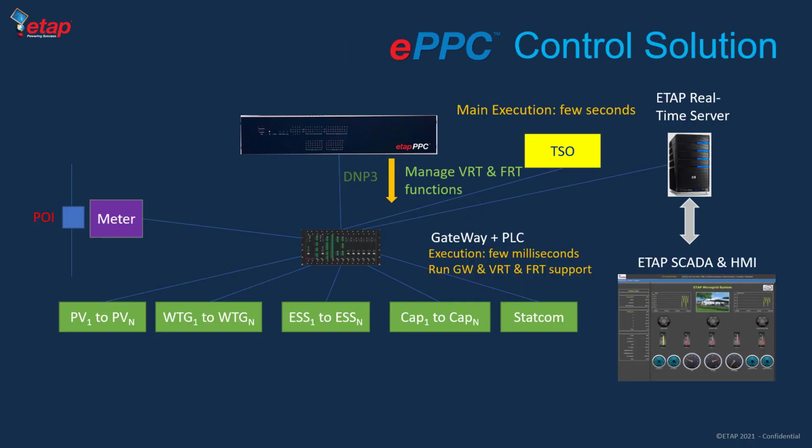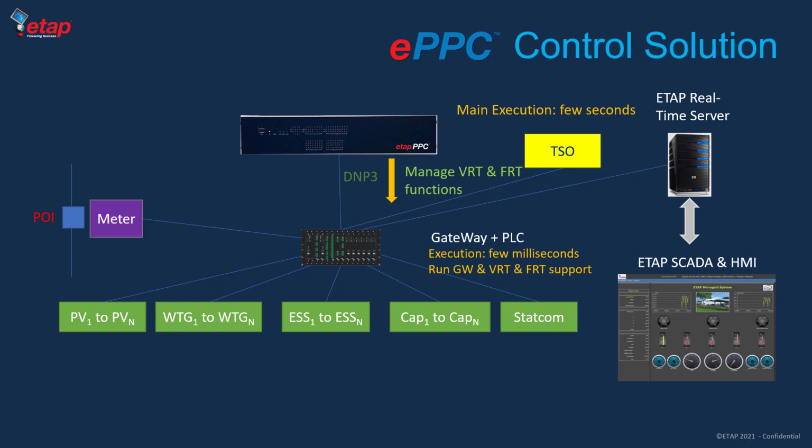As shown here, the EPPC main execution rate is a few seconds depending on the number of tags, supported functions, and hardware selection, while the gateway PLC execution rate is in milliseconds. Functions implemented within the gateway PLC are also managed through the ETAP power plant controller.